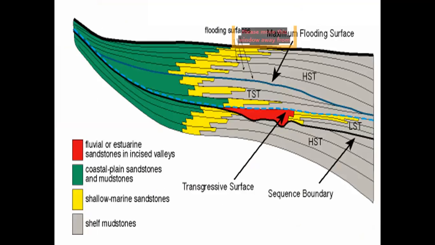Now you can see here in the last slide the different system tracts. And here you can see when transgressive, regressive, or aggradation, progradation, or retrogradation deposition occurs in different stages of system tracts.